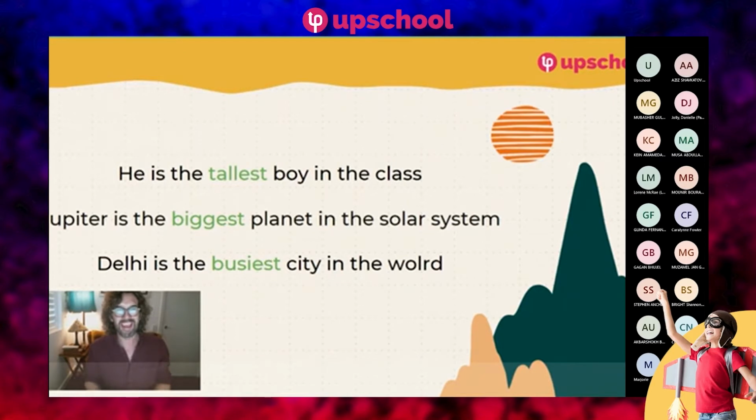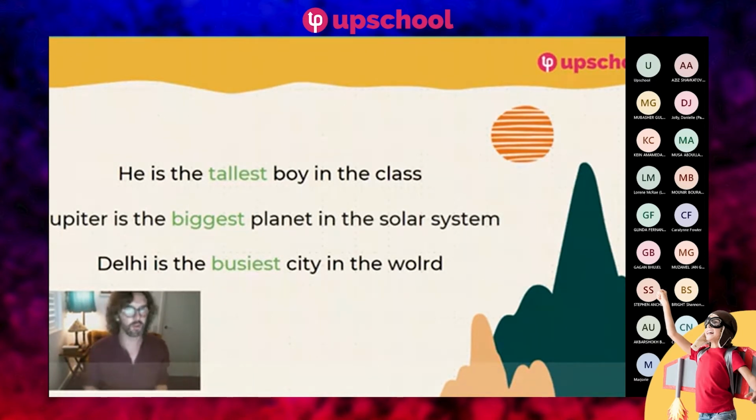Number two, Jupiter is the biggest planet in the solar system. You can't get bigger than the biggest. And number three, Delhi is the busiest city in the world. You cannot get busier than the busiest. And this is what a superlative is.